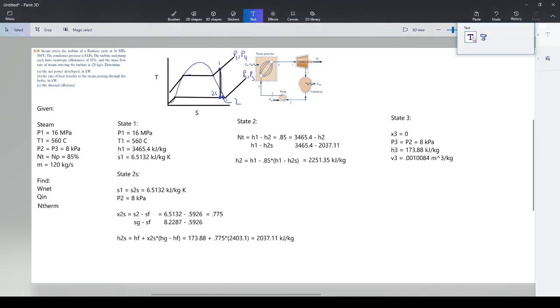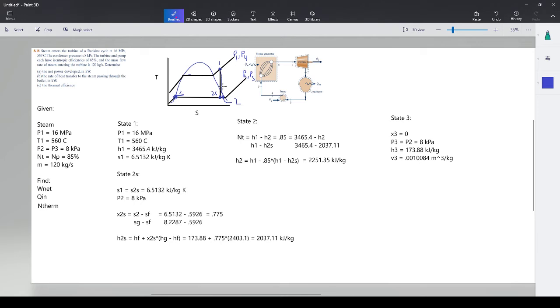Now we have to solve the next state. So I'm going to go ahead and draw where we're at. We are way over here now. We went from where we were at 2 and 2s all the way to a quality of 0, which is right here. So this is state 3. State 3 is at this juncture right here because we know we're all saturated liquid.